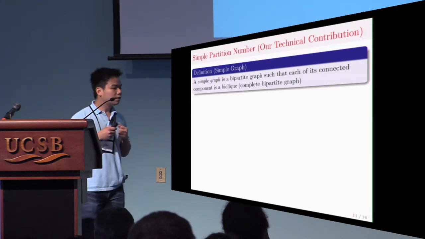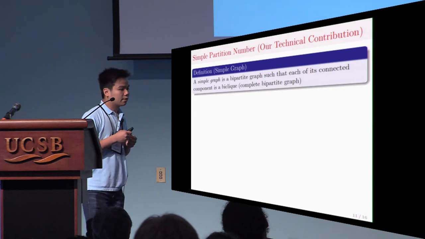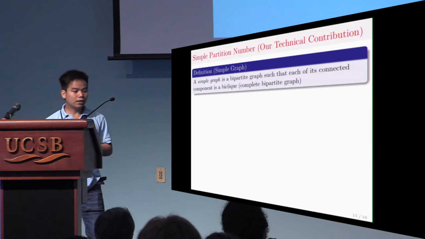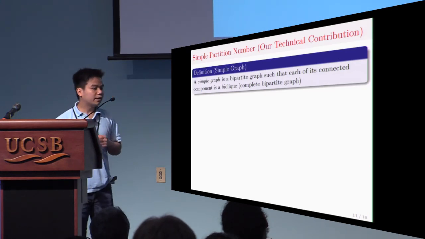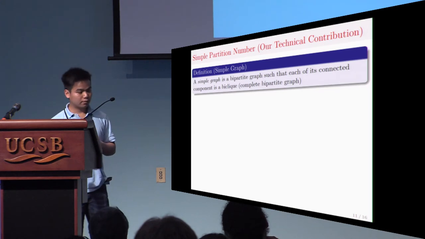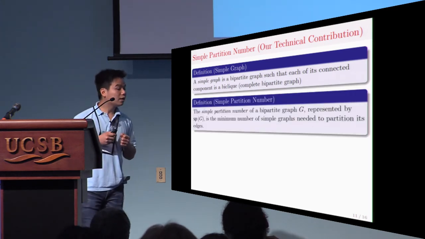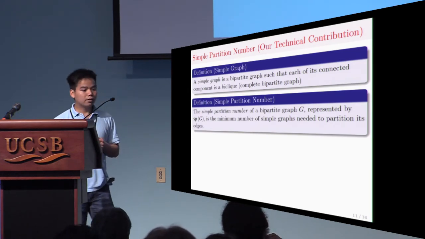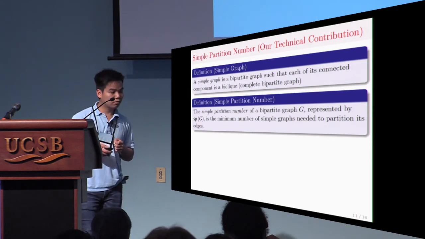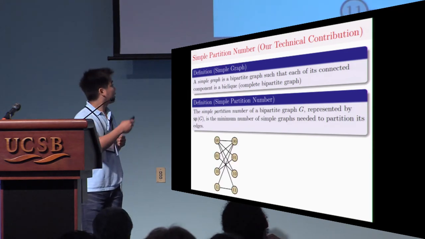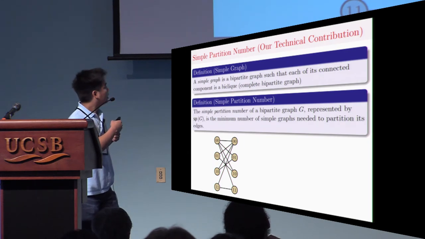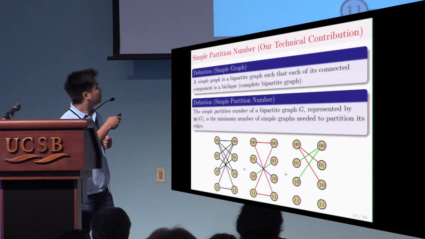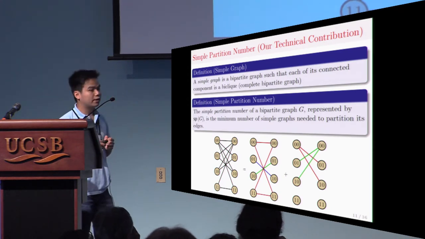But first, let me introduce the notion of a simple graph. A simple graph is a bipartite graph such that each of its connected components is a biclique. And a biclique is a complete bipartite graph. The simple partition number of a bipartite graph is the minimum number of simple graphs needed to partition its edges. For example, this graph is not a simple graph, but it can be decomposed into two simple graphs like this. The same color X means the same connected component.